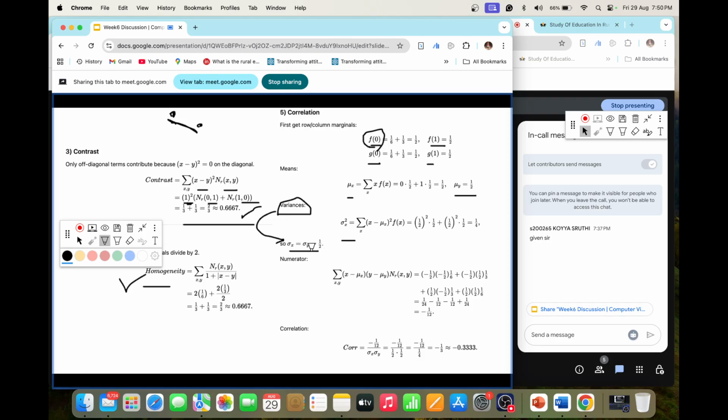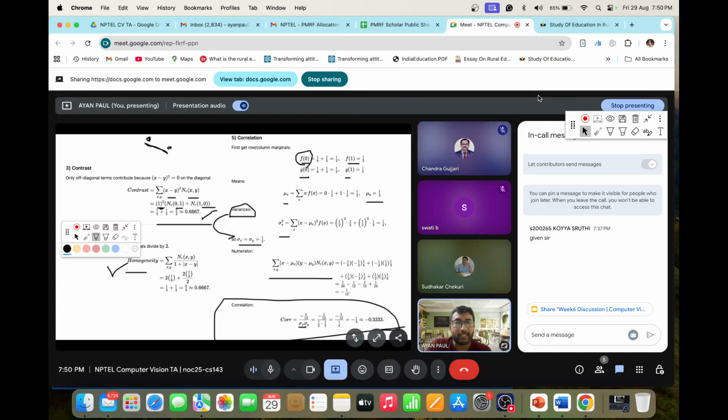So whatever variance you are getting, just take the root of it, and after that apply this formula. This is the numerator part, and the denominator is sigma x sigma y, and you will get the correlation of this co-occurrence matrix. So this is the thing. Is this clear to all of you?